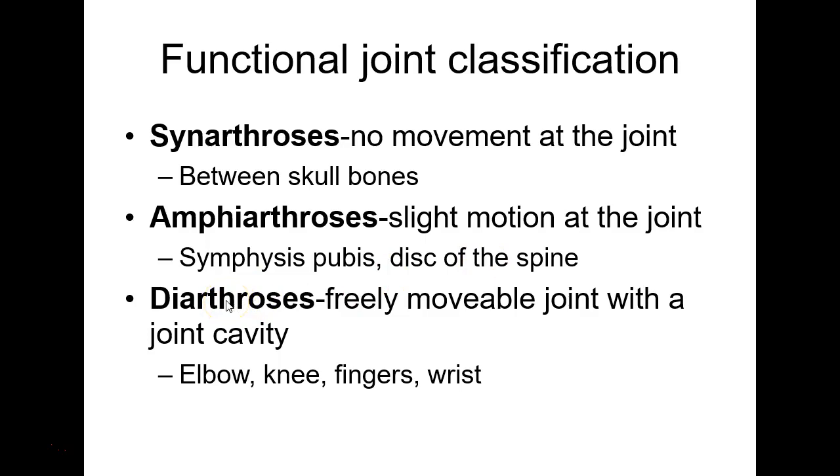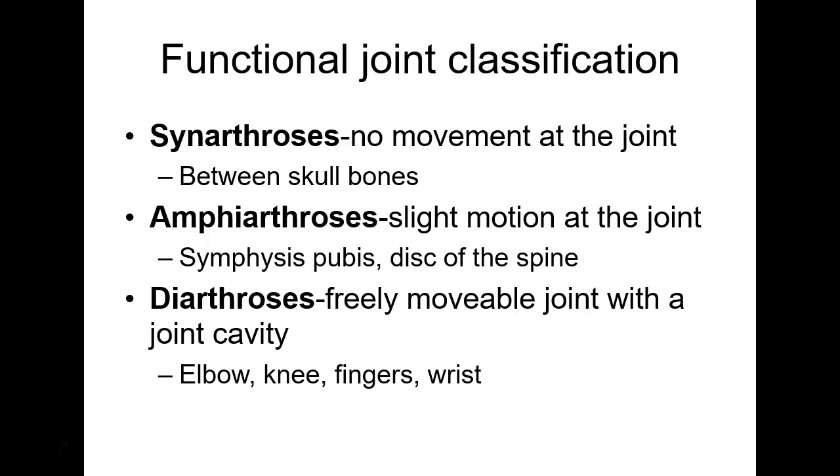A diarthrosis is a freely movable joint. And generally there's a cavity with synovial fluid filling that cavity, within a capsule, basically. So like the elbow, the knee, the fingers, the wrist, those all move a lot. So synarthrosis doesn't move at all. Amphiarthrosis moves a little bit, and diarthrosis moves a lot.